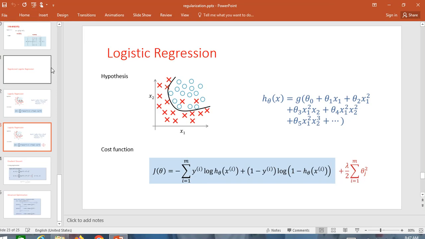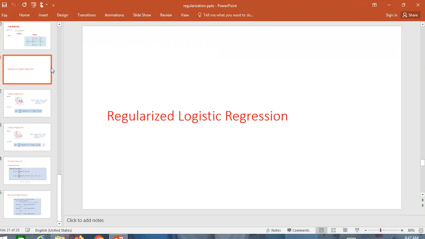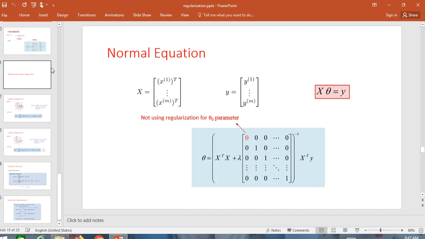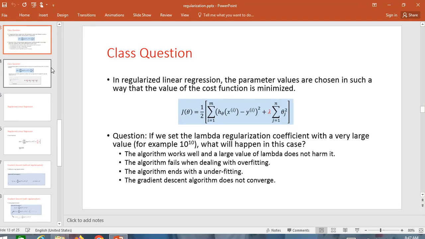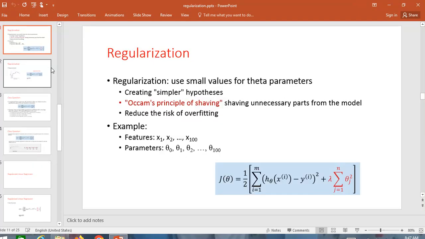Occam's principle is one of the most important principles of machine learning, and it emphasizes removing extra details and avoiding model complexity. This principle, between two simple and complex models that have almost the same performance, prefers the simpler model because it has better generalization capability.